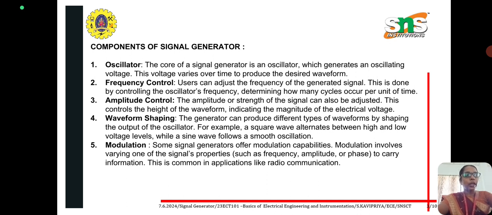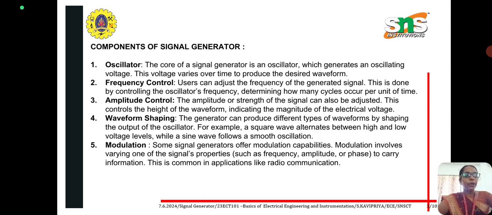And next one is a frequency controller. So users can adjust the frequency of a generated signal using this frequency controller. This is done by controlling the oscillator frequency, determining how many cycles occur per unit of time.